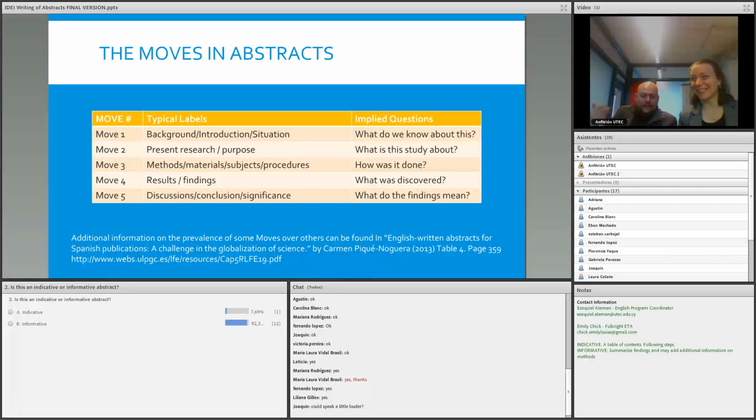We tried increasing the volume in our mics. If you have any problems to listen to us, please let us know, okay? And we'll try to get closer to the mic too.